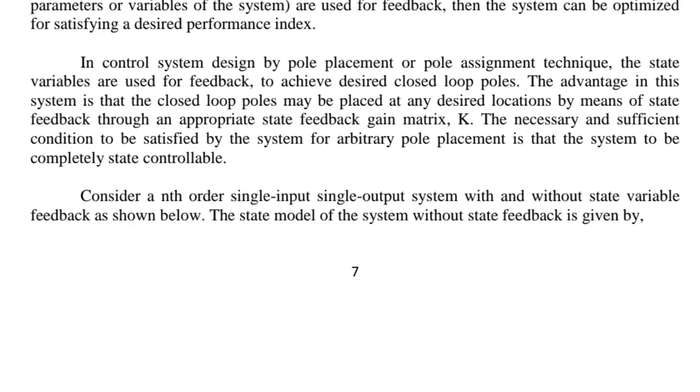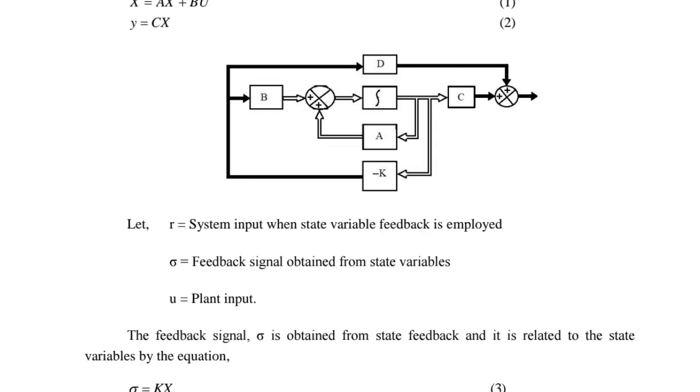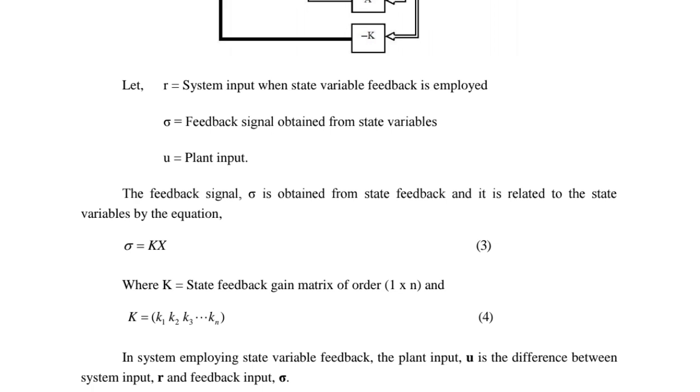The necessary and sufficient condition for arbitrary pole placement is that the system be completely state controllable. Consider the nth order SISO system with or without state variable feedback as shown below. Here the feedback signal sigma is obtained by the state feedback and is related to the state variables. The sigma is Kx, where K is the state variable feedback gain matrix with elements k1, k2, and so on, and mu is the difference between the system input and the feedback signal.